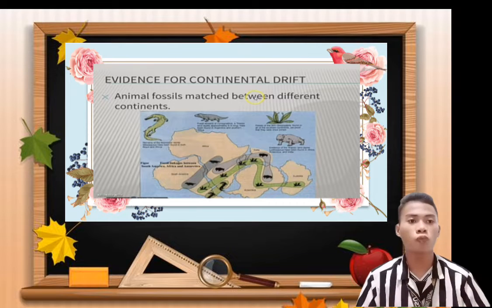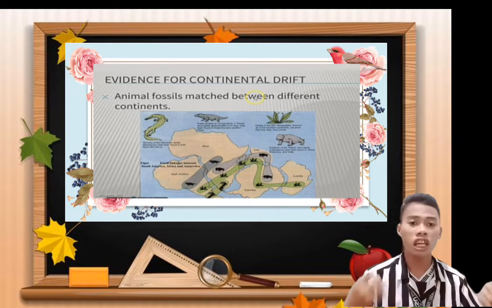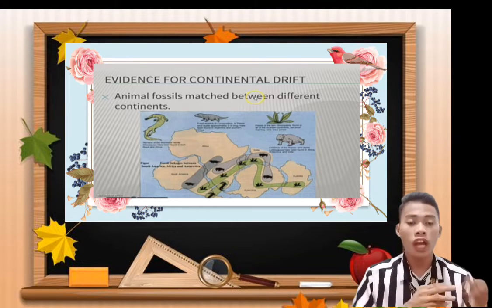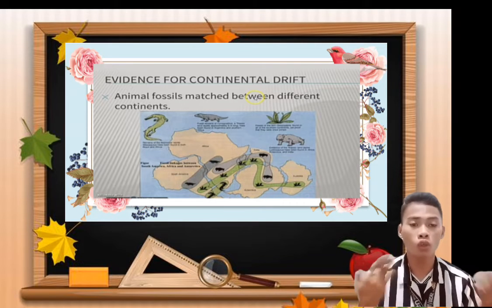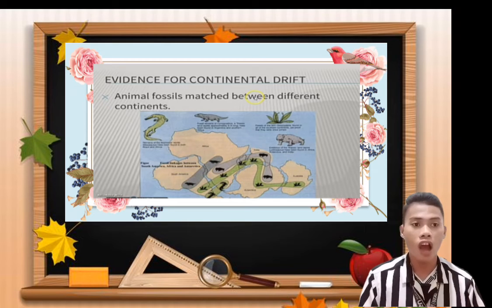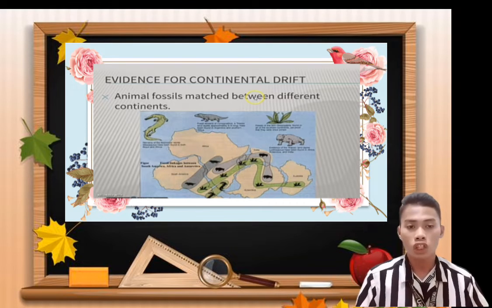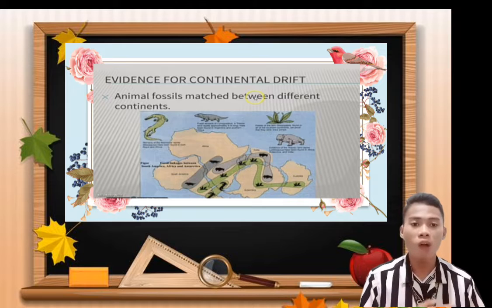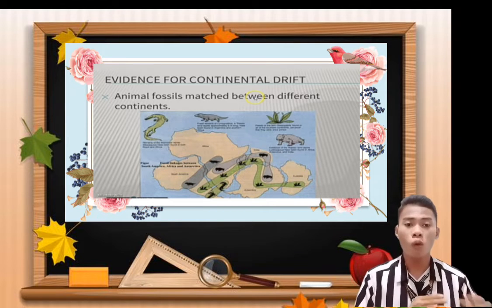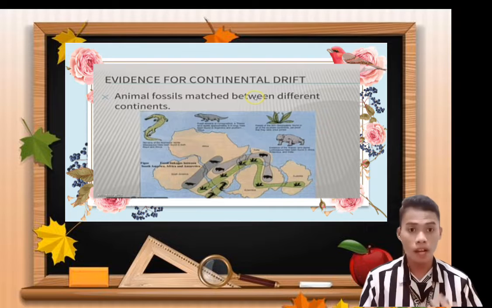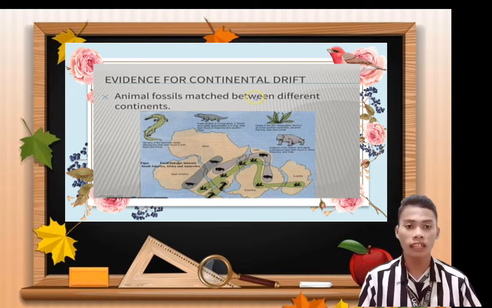Another evidence for continental drift is that animal fossils match between different continents. As you can see in the picture, the same animals were found in different continents. Through continental drift, we can see where the animals were living in the different continents. So those are the evidences about continental drift.